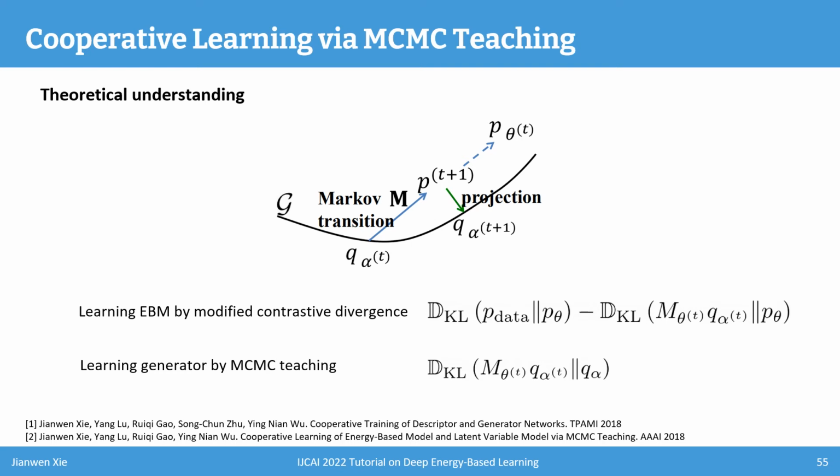As to the MCMC teaching of the generator, the learning gradient of the generator alpha is the gradient of the KL divergence between M theta t times Q alpha t and Q alpha. Here, M theta times Q alpha takes the place of P data as the data to train the generator model. The cooperative learning using MCMC teaching alternates between Markov transition from generator to EBM and projection from EBM to generator.